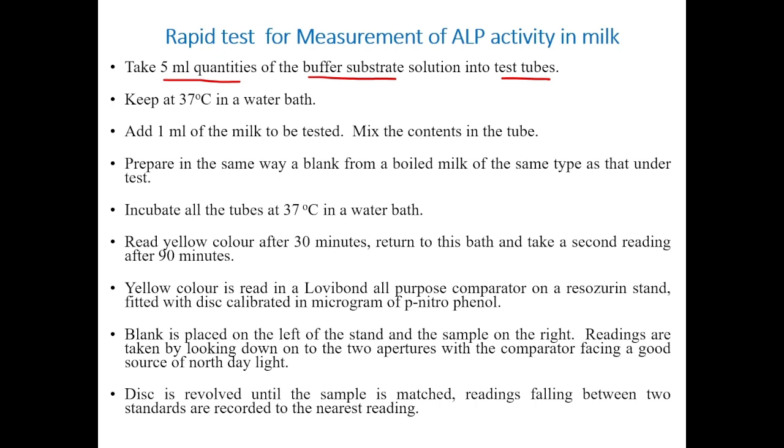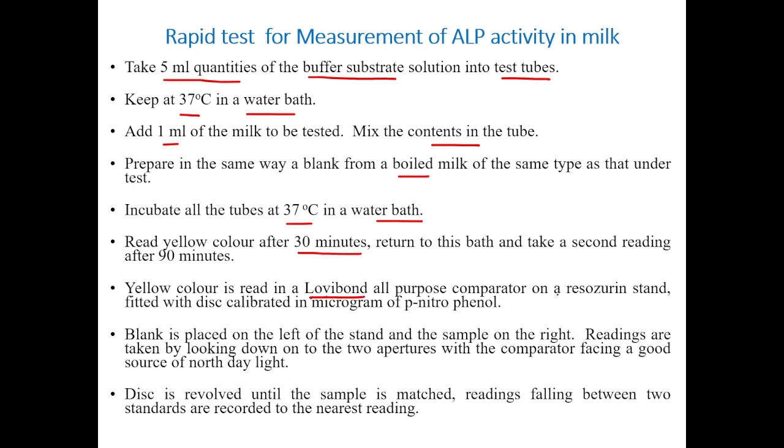So take 5 ml of buffer substrate solution into the test tubes, then keep them at 37 degrees Celsius in a water bath. Then you add 1 ml of the milk to be tested and mix the contents in the tube. Prepare a blank in the same way from boiled milk of the same type as under test. Incubate all the tubes at 37 degrees Celsius in the water bath, and after 30 minutes we will observe a yellow color, and the yellow color is read in the Lovibond comparator, which I will show you in the coming slide.